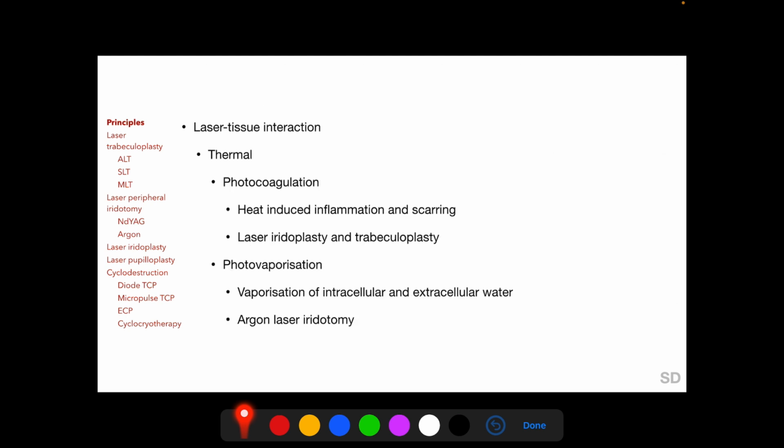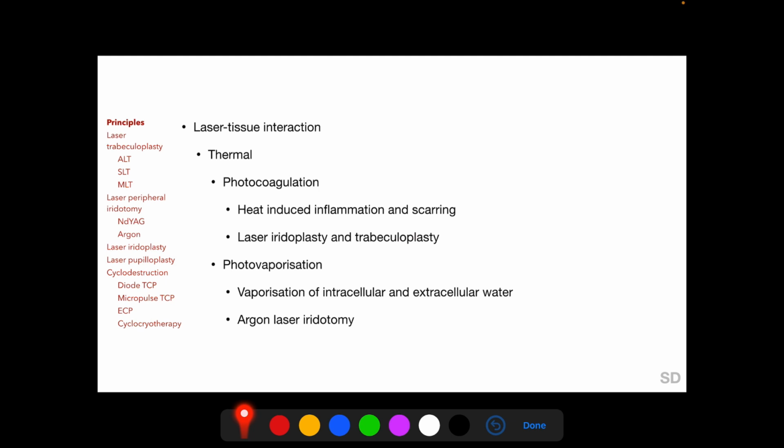Among the laser tissue interactions, we have thermal interactions and non-thermal interactions. Among the thermal interactions, we have photocoagulation and photovaporization. In photocoagulation, the heat generated by the laser in the target tissue induces inflammation and scarring of the target tissue. And among the glaucoma laser therapies, photocoagulation is used in laser iridoplasty and probably also in trabeculoplasty, but the actual mechanism of action of trabeculoplasty is still uncertain.